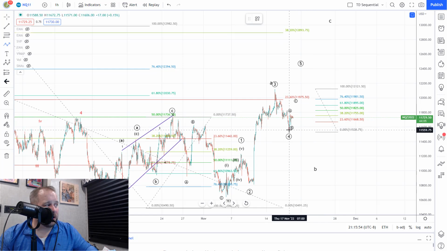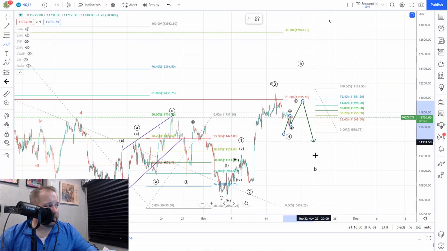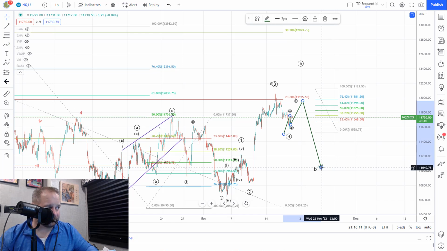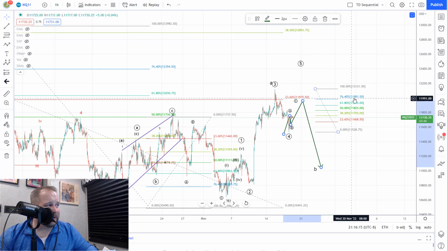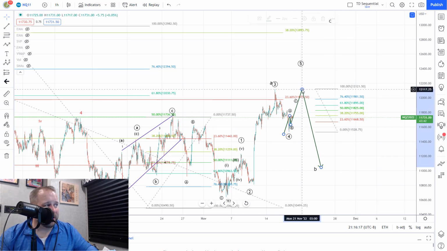So from the low, what we're looking at is a move up to 11,825 to as high as 11,981, and what would be this 3-wave move here that would hold support, and then you look for a B wave down toward the 11,100 area.